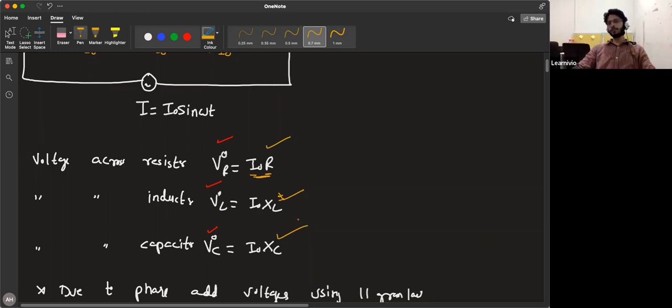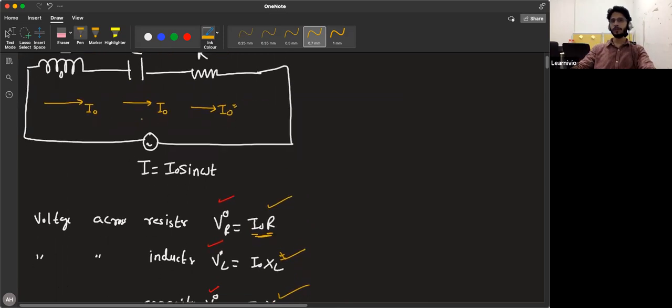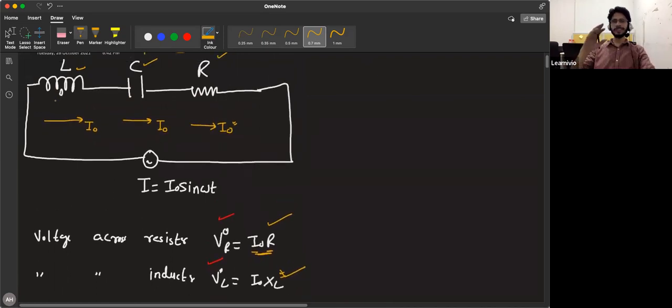But to add all these voltages, we can't add them up algebraically. The reason is voltage is not a scalar. Due to the phase difference, voltage will behave like a vector. So let's see the phase difference. All three elements have the same current. First check in the resistor. Are current and voltage in the same phase?